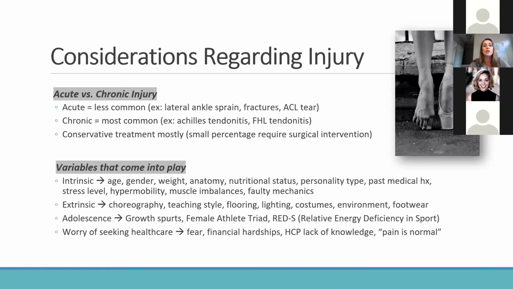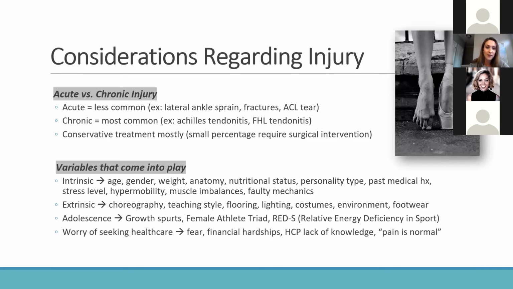So our intrinsic risk factors, some of the things we cannot change: a dancer's age or gender, weight, their actual anatomy and their musculoskeletal system, their nutritional status, their personality type, any other past injuries they've had. Are they hypermobile, and how hypermobile are they? Are we looking at a spectrum, one of the spectrum disorders? Are we looking at Ehlers-Danlos? And then any faulty mechanics that are being driven from all of these.